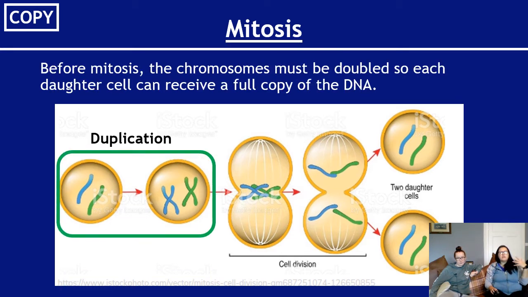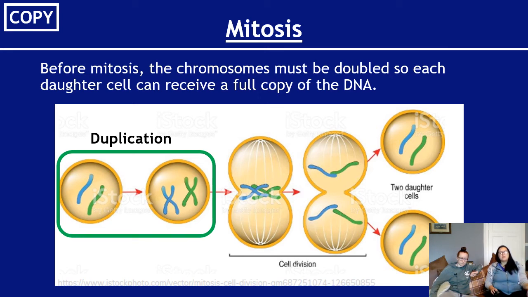Okay. So the first stage, essentially, of mitosis is that before mitosis, the chromosomes have to be doubled so each daughter cell can receive a full copy of the DNA. If you've got a chromosome number in this example of 2, and you want to make 2 daughter cells, each with 2 in it, you can't say 2 divided by 2 is going to end up being 2. That's not a sum that works. 2 divided by 2 is 1.